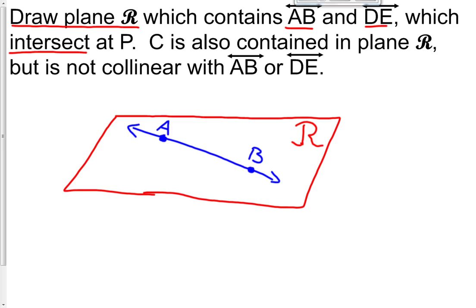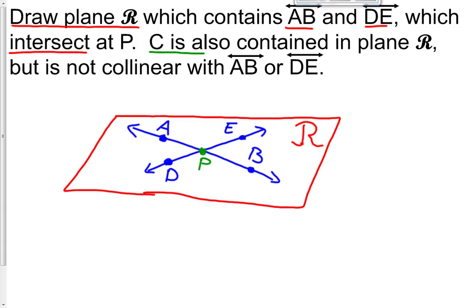And I have another line DE, and it has to intersect, so it has to cross line AB. So I'll have it look like this. Again, you could make it look a different way as long as the two lines intersect. So here is point D and point E to make line DE. It intersects at point P. So I'm going to have a point right here, that intersection point, and I'll call that point P. So we got that first sentence down.